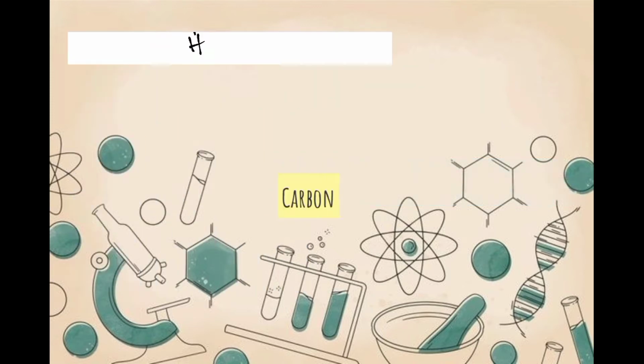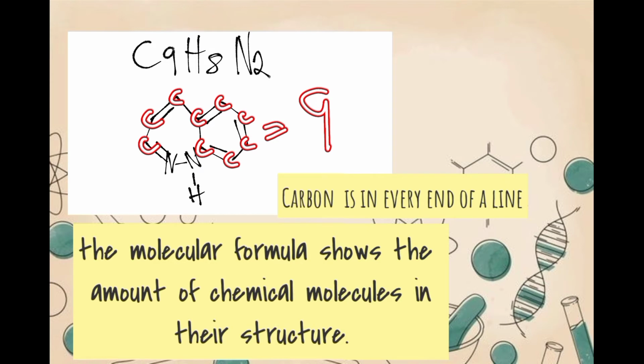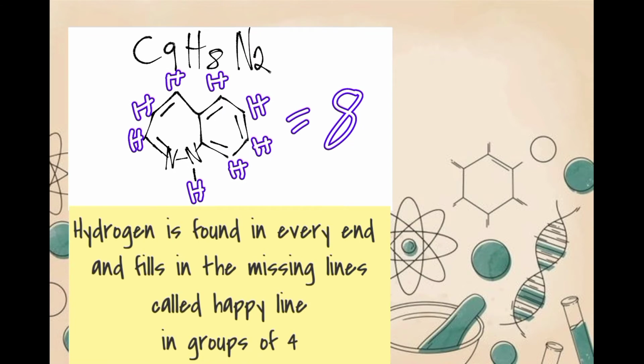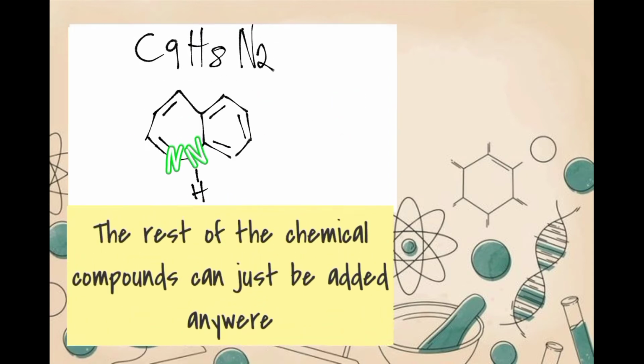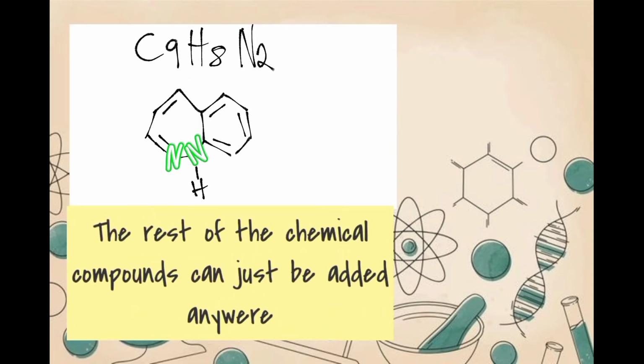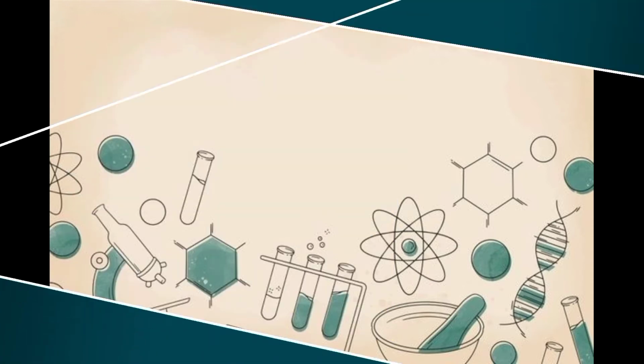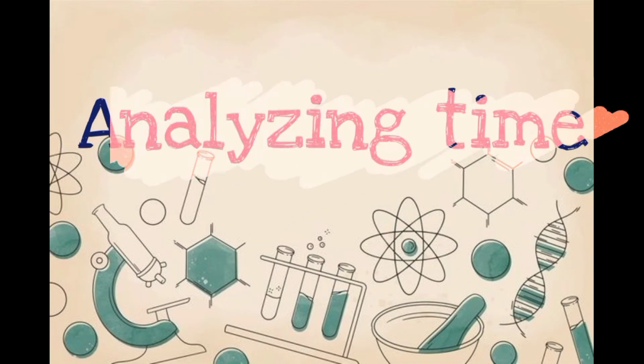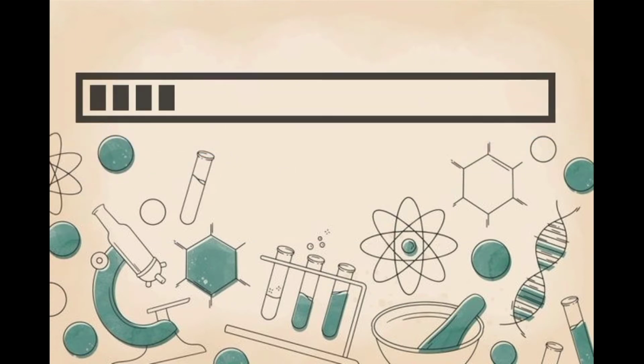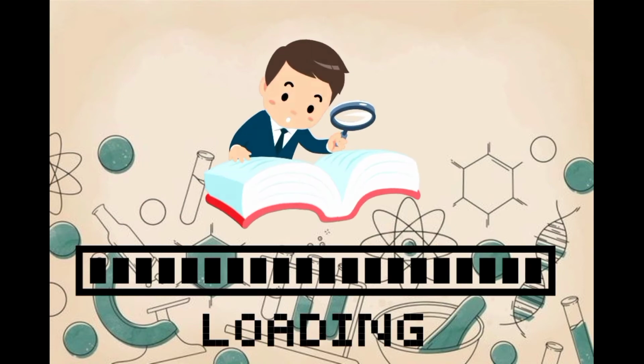First in the molecular formula is carbon. Carbon can be found in every end of the line in its structure. Hydrogens are also found in every line. They assist the carbon in making the structure stable. The rest of the chemical formulas can be found anywhere in the structure. Now we understand the chemicals and its structure. Let's take some examples and analyze their similarities and differences.